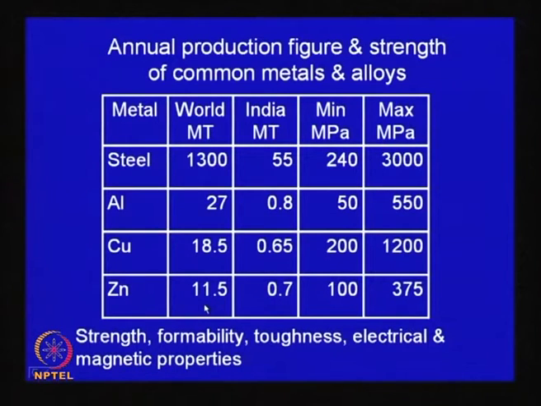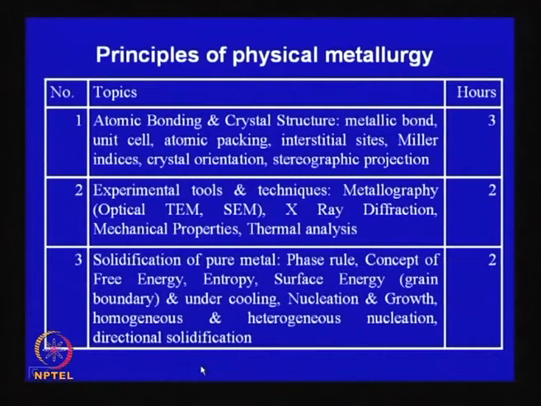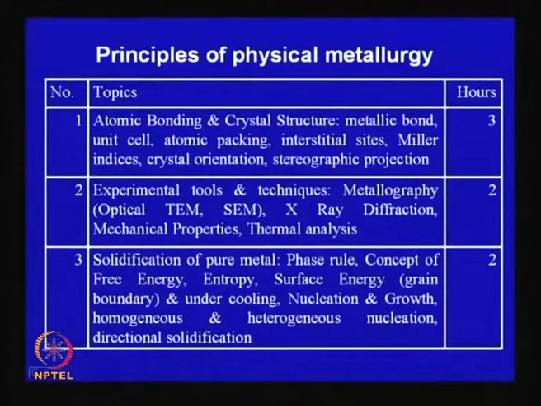And metals are very popular materials of construction because of their unique properties: the strength, formability, toughness, and electrical and in some cases magnetic properties. In this course, it is necessary to have some basic idea on the atomic bonding and crystal structure. So, we will start this course with some preliminary concepts of atomic bonding and crystal structure, because later, to understand many of the processing techniques, it will be necessary to have an idea of atomic bonding and crystal structure, the way the crystal structures are represented, and what we know about crystal orientations and how these are represented graphically in stereographic projection.